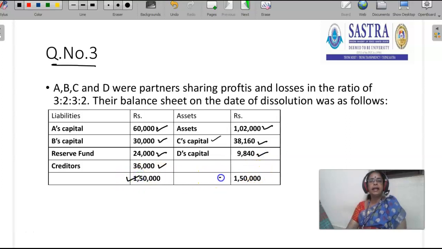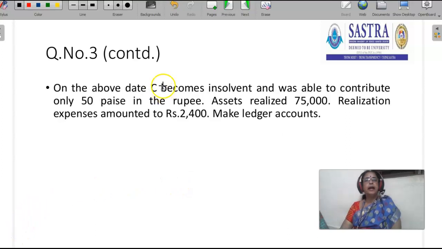The total of the balance sheet is 1,50,000. On the above date, C becomes insolvent and was able to contribute only 50 paise in the rupee. Assets realized 75,000. Realization expenses amounted to rupees 2,400. Make journal accounts. Okay, so in this problem, what is given?